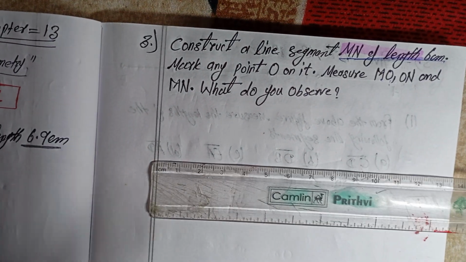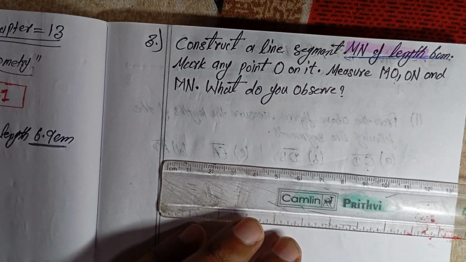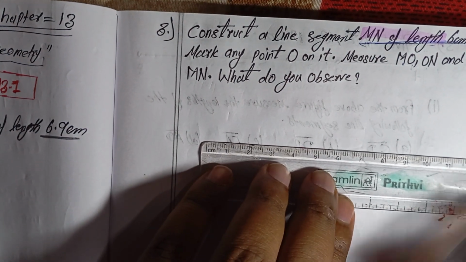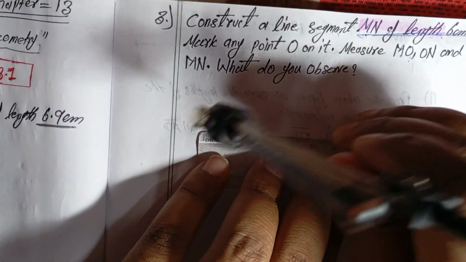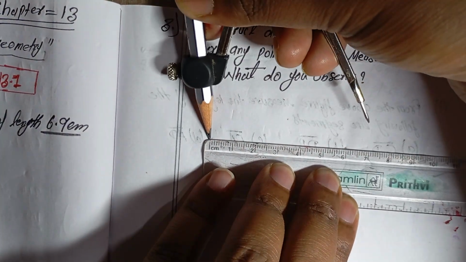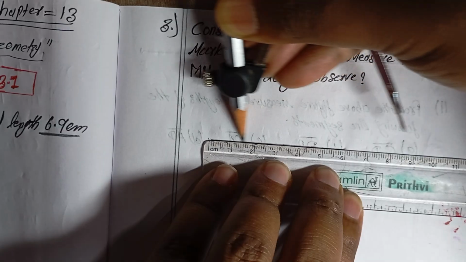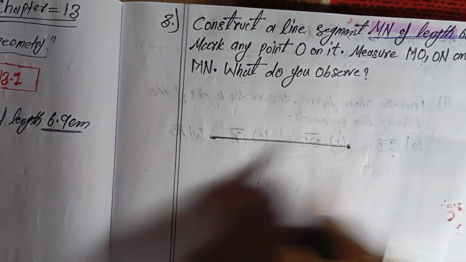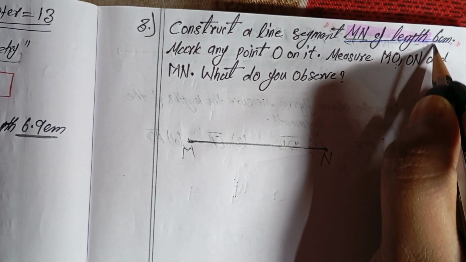Generally in this one, don't worry, first let's understand. MN will be of length 6 centimeter. First draw the 6 centimeter line. So in this one, this is 6 centimeter, right? I take this scale and I point here. Let's suppose this is the 6 centimeter. Just look here, it is 6. Now it's over. So I will make 2 dots here. One is M, the other is N. It is 6 centimeter.